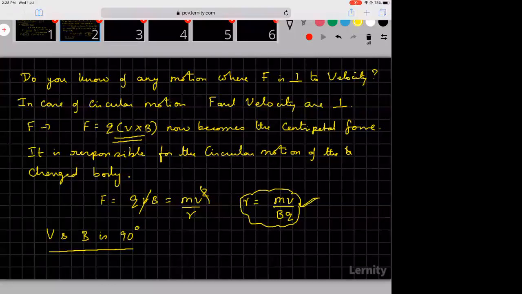Okay. Now for any circular motion, there is a need for centripetal force. So who provides the centripetal force? So it is this QVB that provides for the centripetal force. Do you understand this? Can you make some notes here?